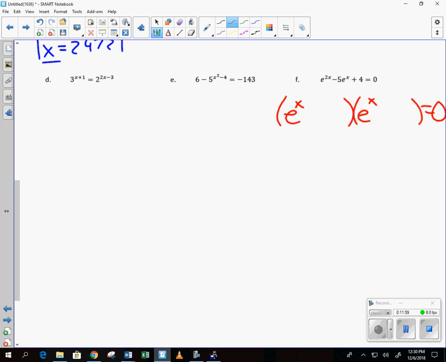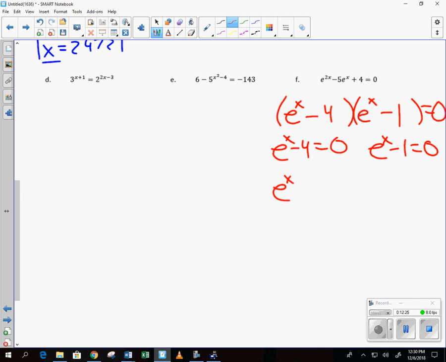Because e to the x times e to the x, you add the exponents, right? So x plus x is 2x. That's why you get that. And then two numbers that multiply to 4 and add to -5 would be -4 and -1. We've just got e to the x minus 4 is equal to 0, and e to the x minus 1 is equal to 0.